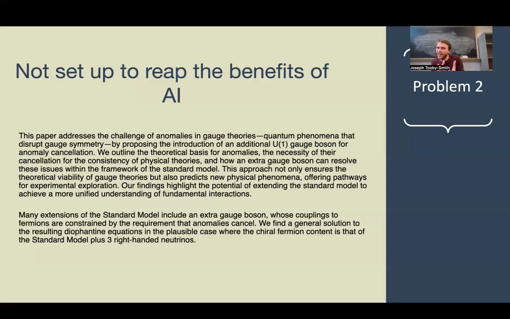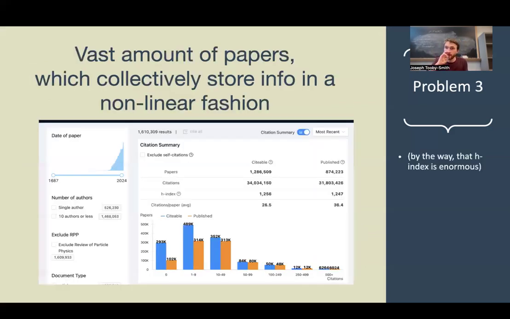It's not right. And so we can't use AI perhaps to the benefit that some other fields can. So that's problem number 2. Problem number 3 is the following.